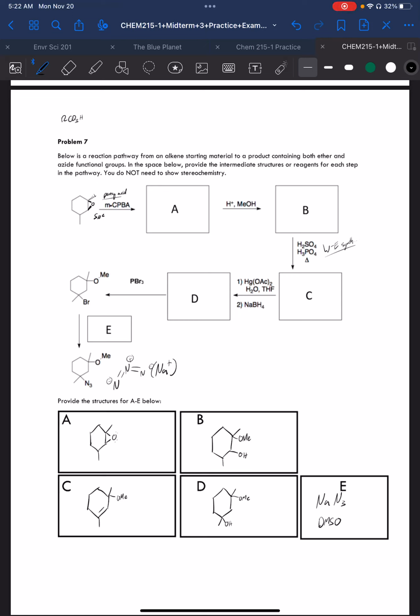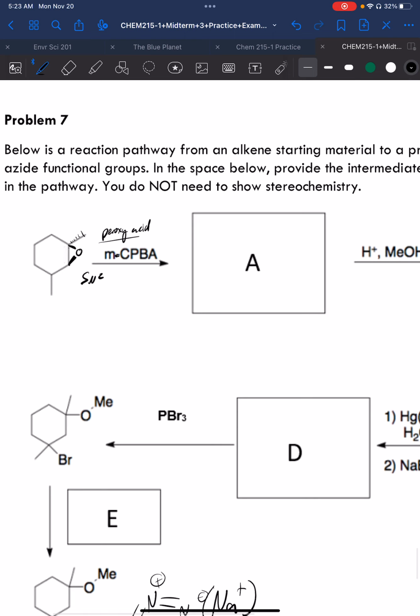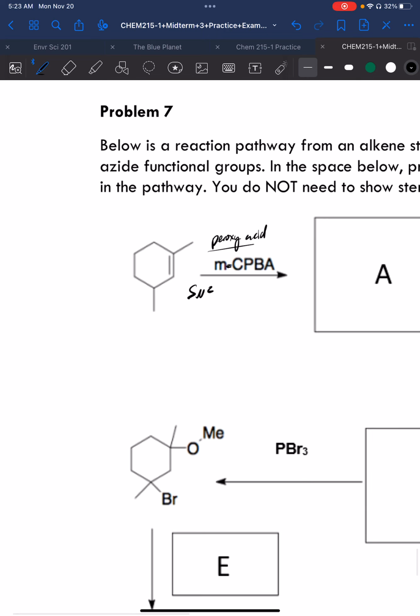Okay, this is me going over question 7 to the best of my ability. And so for part 1, we're adding peroxy acid, MCPBA, which is a peroxy acid. And peroxy acids lead to the creation of epoxides. The mechanism is very complicated.